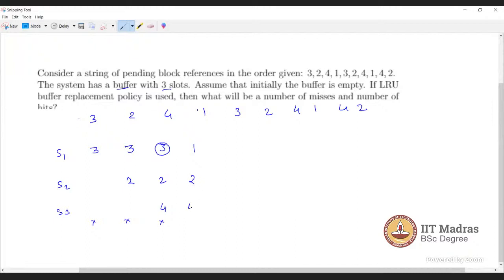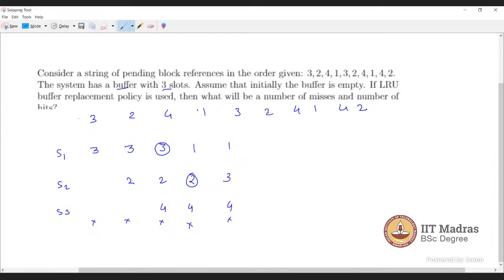Now it will search for 3 again, which is also not in the buffer. So the LRU is 2. Out of these blocks, 2 is the least recently used, so we have to replace this 2 with 3. So 1, 3, 4. This is also a miss.